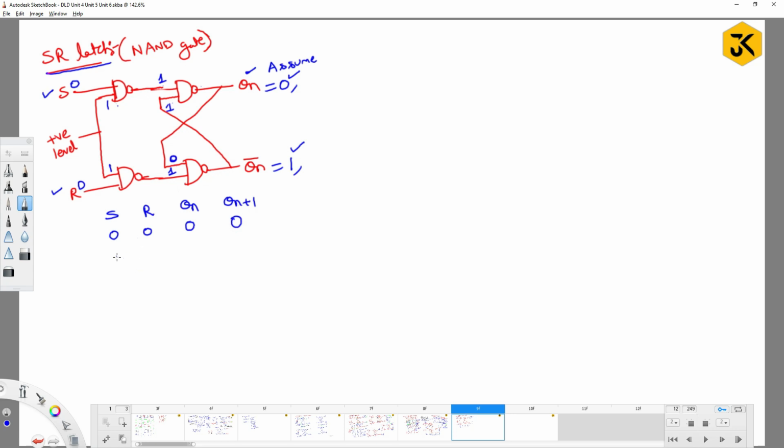Okay, now try to solve it for another case: 0 0 and Qn is 1. When Qn is 1, you are expecting 0 here. When you are expecting 0 here, what might be the value here? Here it is 1, so the green color you can check is 1. The input of the other gate is 1. 1 and 1 is 1. Its complement is 0. Are you getting it or not? Yes.